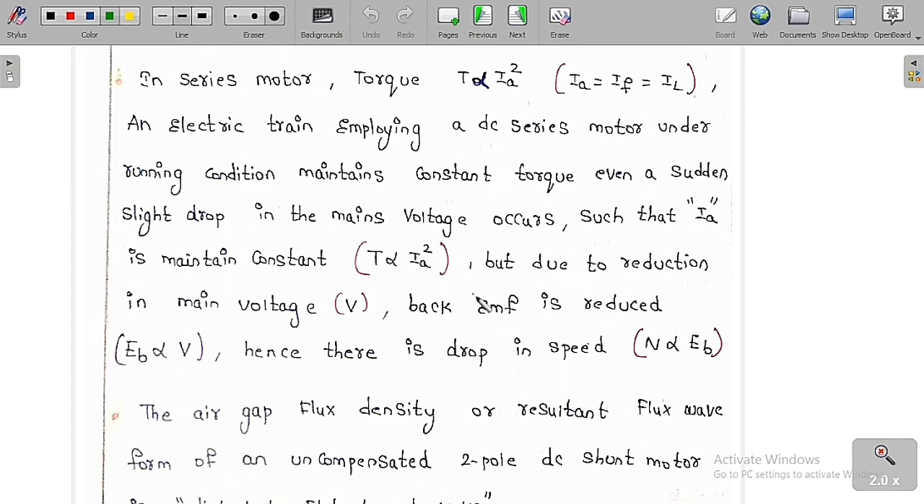An electric train employing a DC series motor under running conditions maintains constant torque even if a sudden slight drop in the mains voltage occurs, such that IA is always maintained constant, but due to reduction in mains voltage, back EMF is reduced and hence there is a drop in speed. So electric trains basically use this DC series motor. Whenever the supply voltage is reduced by a small amount, the torque will always be constant, so I is always constant. But if the supply voltage decreases, back EMF decreases, so speed also decreases. This is the thing that you always have to remember. As I is constant, flux is constant, so therefore N is directly proportional to EB.